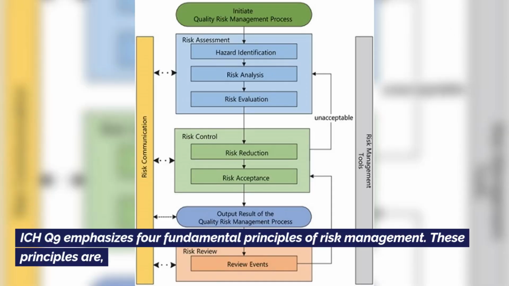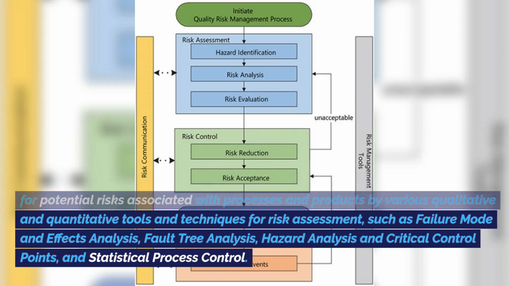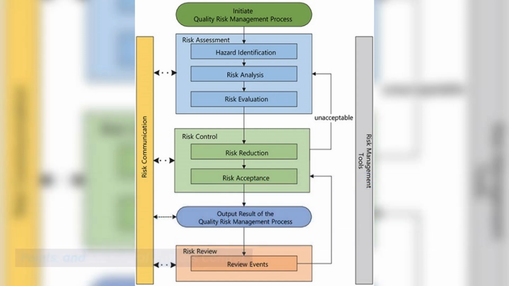ICH Q9 emphasizes 4 fundamental principles of risk management. These principles are: risk assessment includes identifying and assembling background information for potential risks associated with processes and products by various qualitative and quantitative tools and techniques for risk assessment, such as failure mode and effects analysis, fault tree analysis, hazard analysis, and critical control points, and statistical process control.